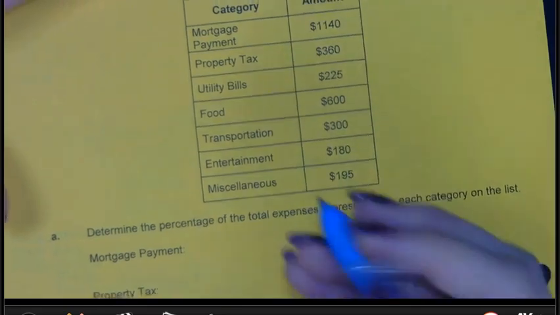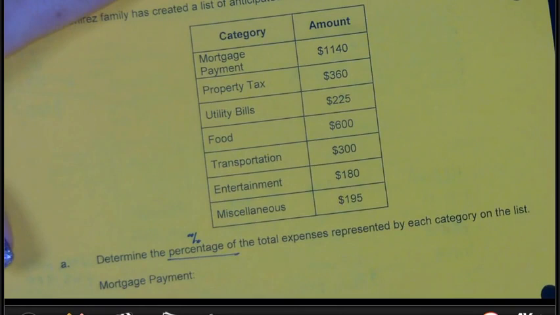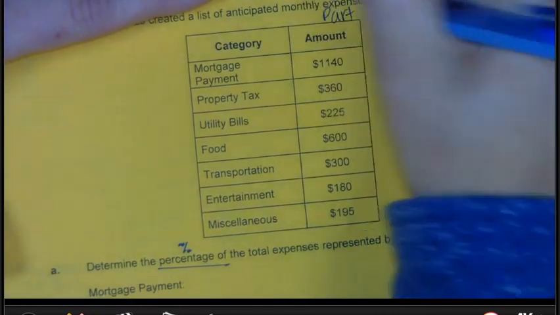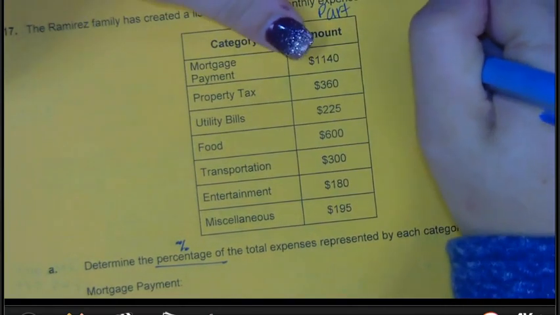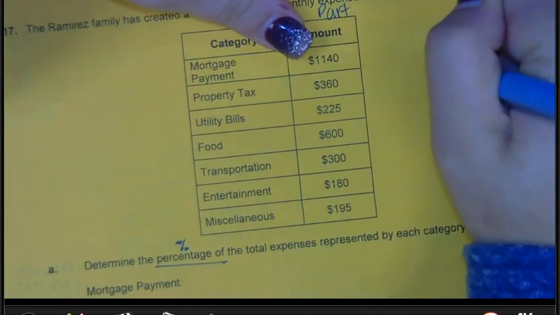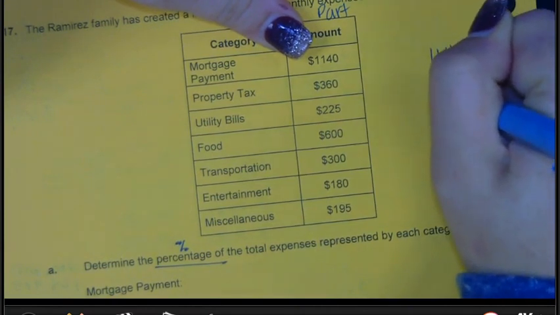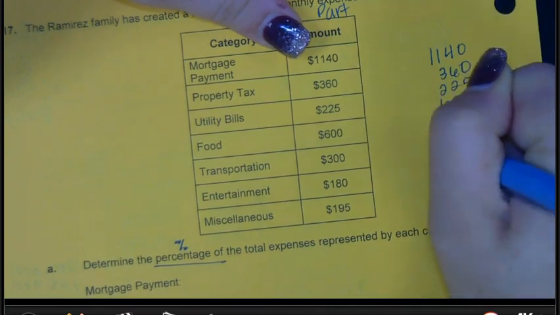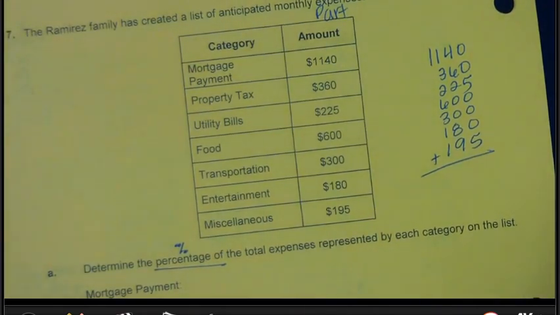Okay, which means I want to know the percent of everything that's going on. So all of these numbers are my part, and I need to find the total so I can find the percentage. So the first thing we need to do is add up all of our numbers. So 1140, 360, 225, 600, 300, 180, and 195. You need to add up all of your numbers together.